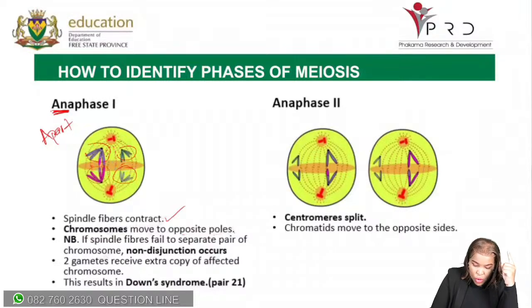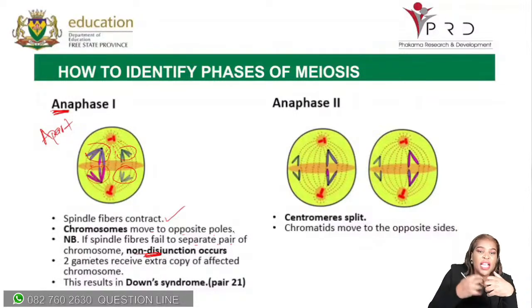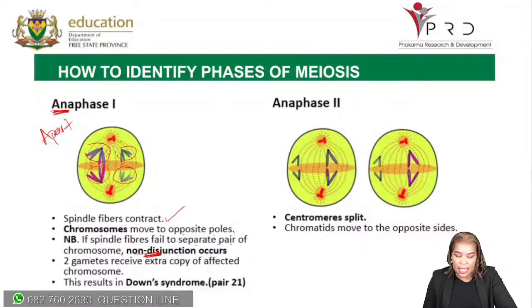Then you must take note. If spindle fibers fail to separate, a pair of chromosomes is going to move to the opposite poles. We will talk about this later. So that is called nondisjunction, and this will lead to a gamete that has an extra chromosome, but we know that we don't want that. So anaphase is a very important stage, because the chromosomes must separate, and if they do not separate, they bring a problem that we will discuss later.